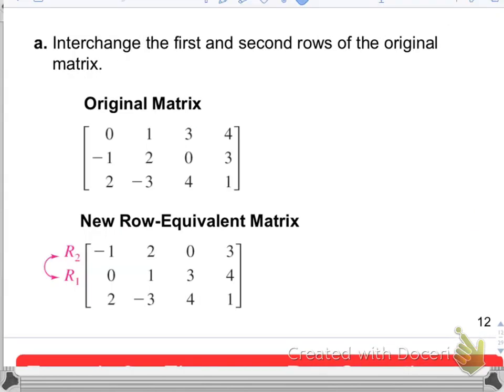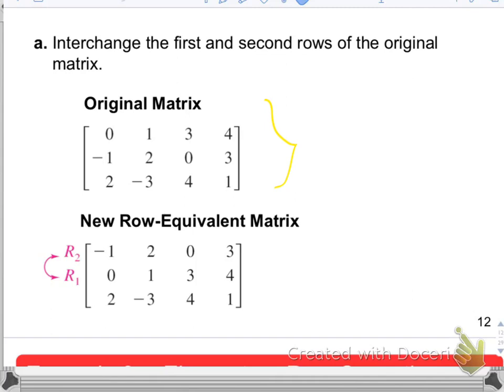Okay, so we're going to interchange. Here's the original matrix, and we're going to interchange the first and second rows. You know how we would say interchange row 1 and row 2, or how we would write it in words. Now we can just use symbols.